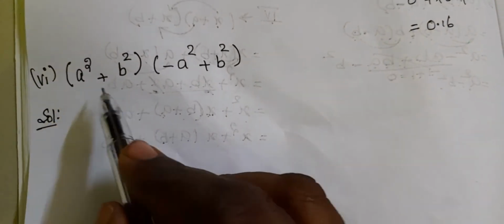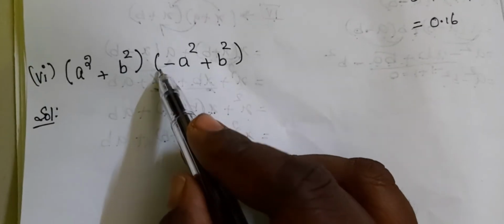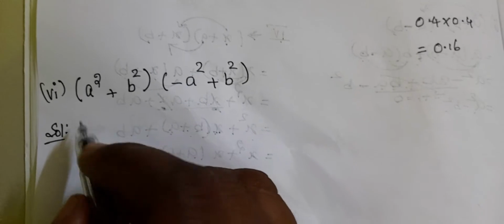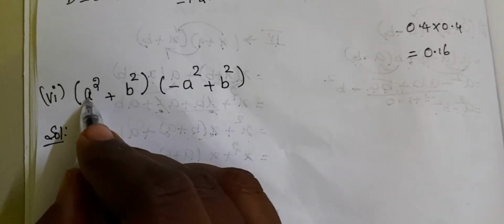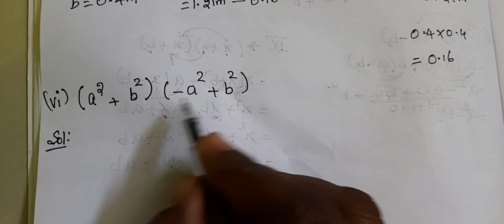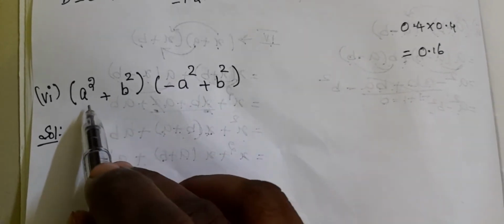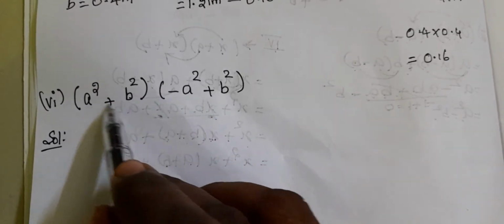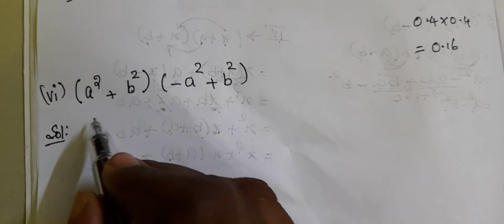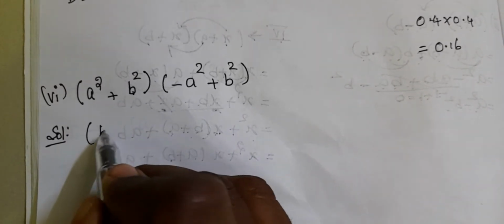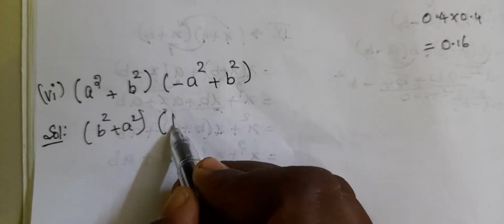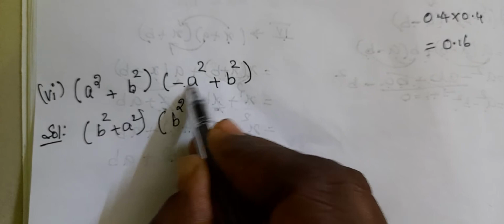Let us see the sixth question. a square plus b square multiplied by minus a square plus b square. This question is a little tricky. Look at the variables: a square, b square, but here minus a square plus b square. So no identity will be applicable if the question is in this pattern. So let us think in a different way, and we can write the question as b square plus a square, and this also I am going to write as b square minus a square.